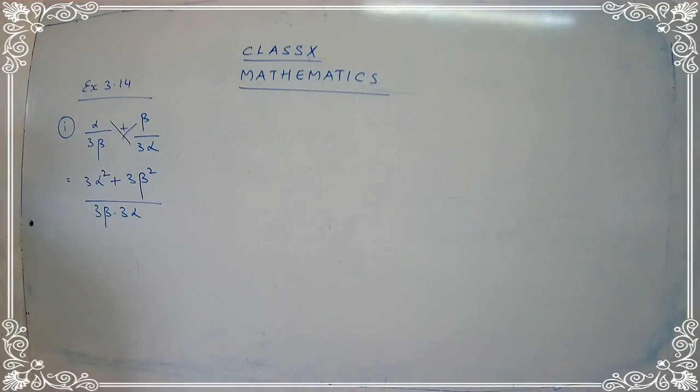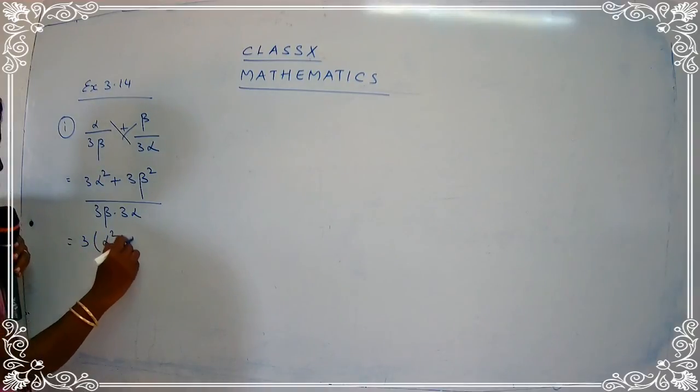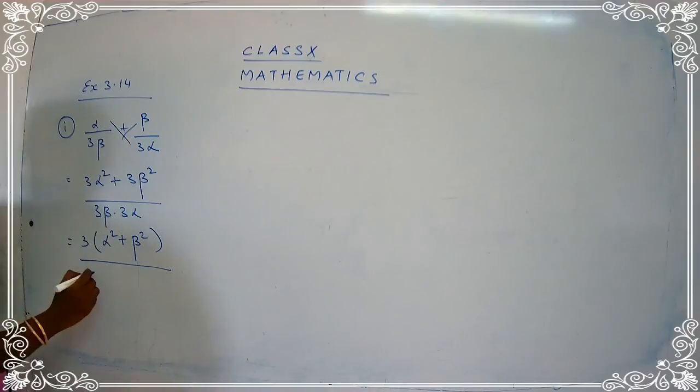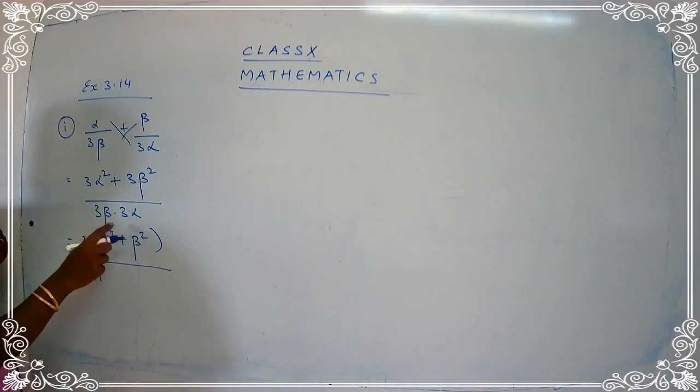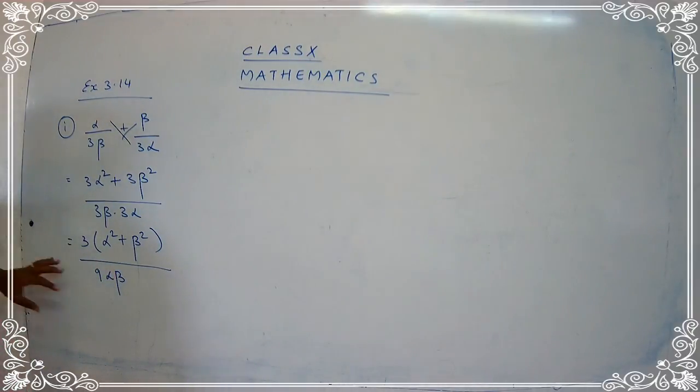Okay, now what are we going to do here? We are going to take 3 common from the numerator. We have 3 common, yes children? So let's take 3 common. So you get 3 alpha square plus beta square upon 3 3s are 9 alpha into beta. I'll just arrange in proper order. I'll write the alpha first, I'll write the beta later on. I hope this next step is clear to you. Is this step clear? Okay, good.